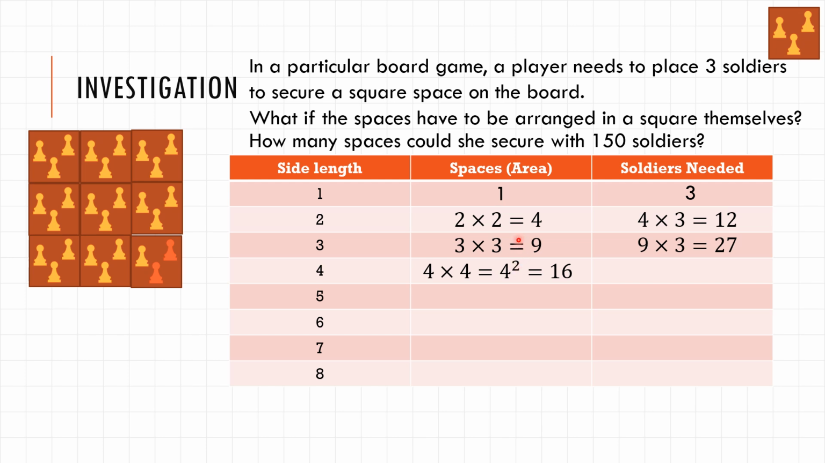So let's see if I can do that for all of these. To find the number of soldiers, then, if I know the number of spaces and each space requires 3 soldiers, I can just take the number of spaces, like I see here. The same pattern is happening, right? 4, I'm taking the number of spaces and I'm multiplying it by 3. 9 times 3. So this will be 16 times 3, or 48.